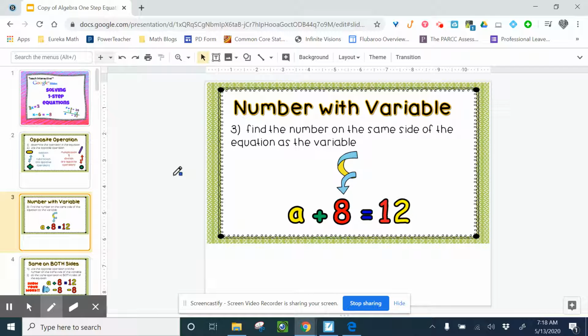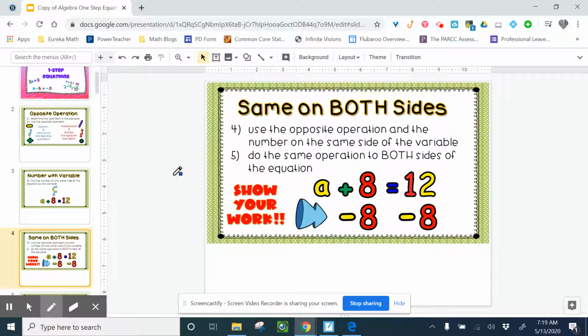I want to find the number that's on the same side of the equation as the variable. It's not always going to be the left side, it's not always going to be the right side. It's wherever my variable is, that's the number and operation that I need to focus on. So I use the opposite operation and the number on the same side of the variable.